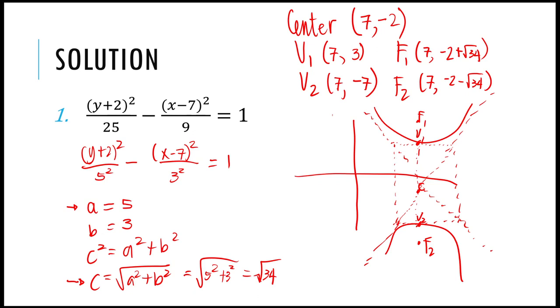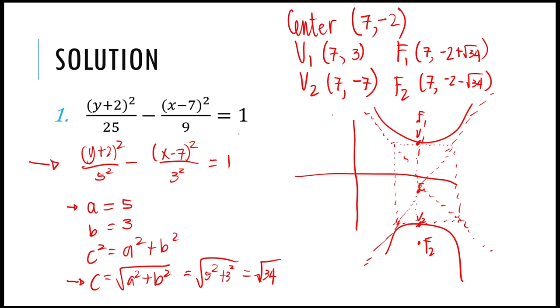Okay. How about, how do we get the equation of the asymptotes? Balikan po natin yung ginawa nating standard equation. Copyin ko lang siya dito sa kabila, okay? Y plus 2 squared over 5 squared minus x minus 7 squared all over 3 squared equals 1.